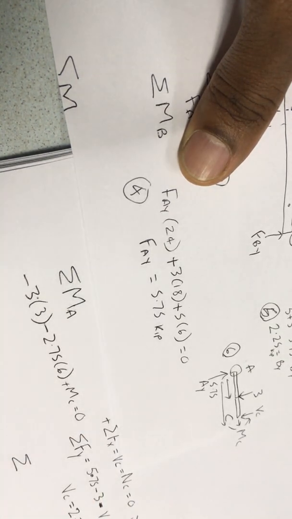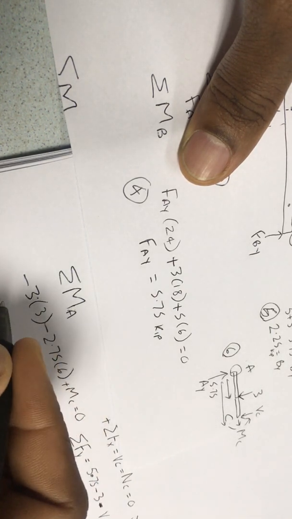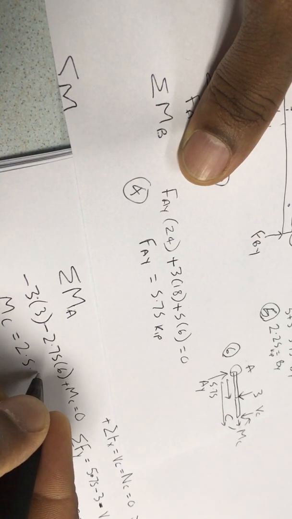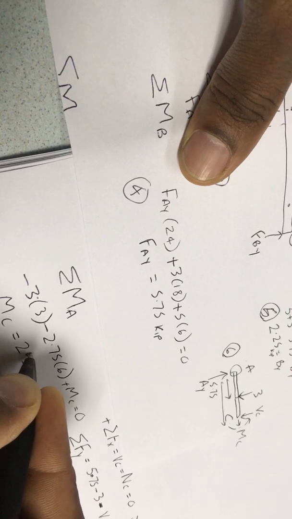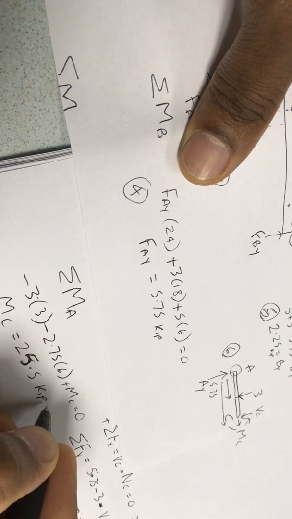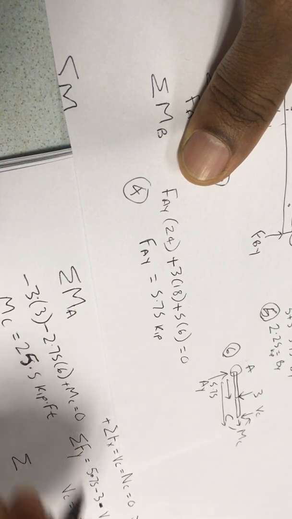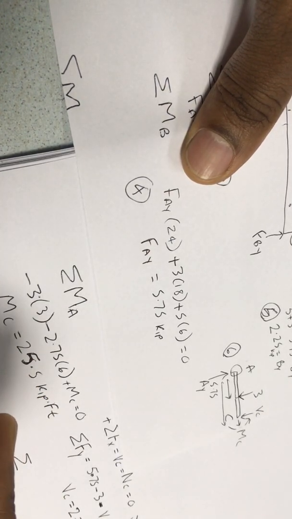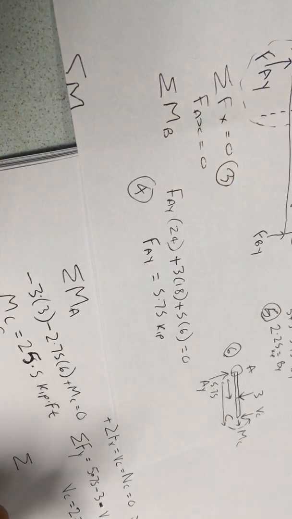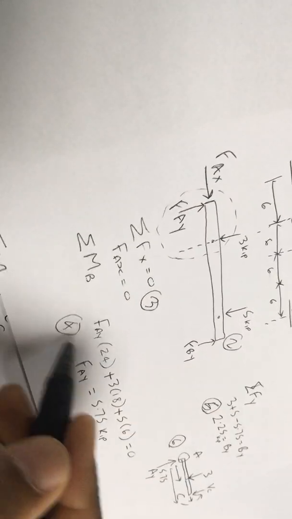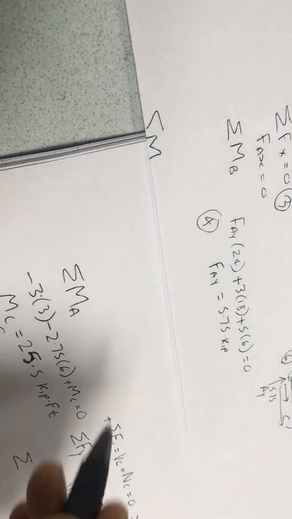So from that we can say that MC would be equal to 25, not 2.5, but 25.5 kip feet. It's like totally messy, and I apologize for this. This is like a messy solution. So in review, we have 1, we have 2, we did 3, 4, 5, 6, and this was 6 also, right?